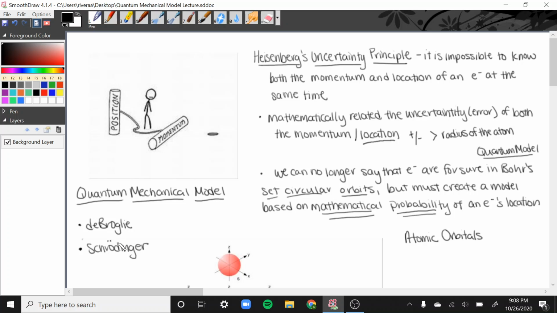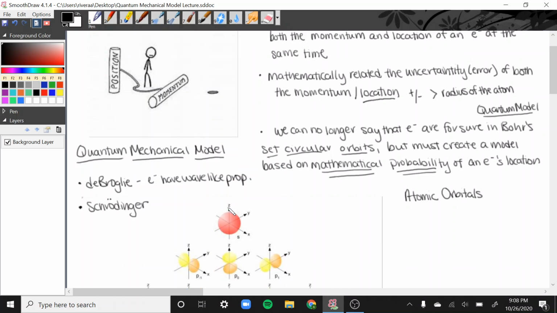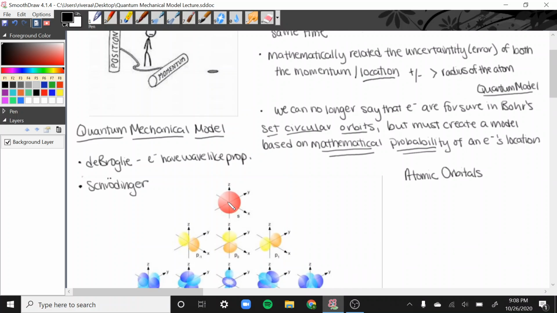So the two guys that were key in this: one was a guy by the name of de Broglie. He was the one that determined that electrons have wave-like properties. And there's an equation called the de Broglie wave equation. Again, we're not going to get into all of the math. The de Broglie wave equation is not complicated. You can basically just calculate the wavelength of a particular electron. It's in your textbook, but we don't need to get into it here.